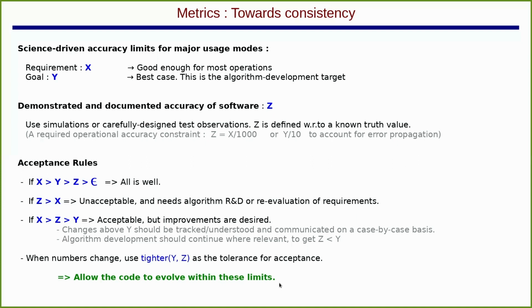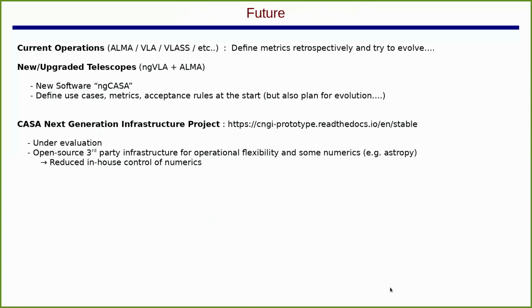Now, of course, there are pros and cons to this, and you might have slight bugs which cause differences only below this threshold. And yes, some of them may live on, but there is a compromise to be made. So this is what we are trying. We haven't fully implemented this yet, but we are trying this out for a couple of ongoing development topics to see how it goes. So going forward, for current operations and support of the ALMA and VLA telescopes and the various surveys and pipelines, we have to continue as is.